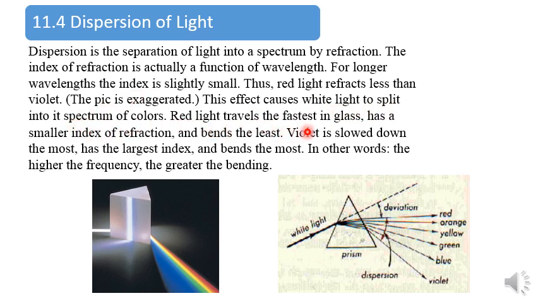Red light travels the fastest in glass, has a smaller index of refraction and bends the least. Violet is slowed down the most, has the largest index and bends the most. In other words, the higher the frequency, the greater the bending.